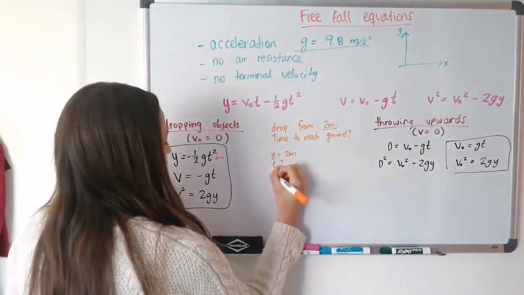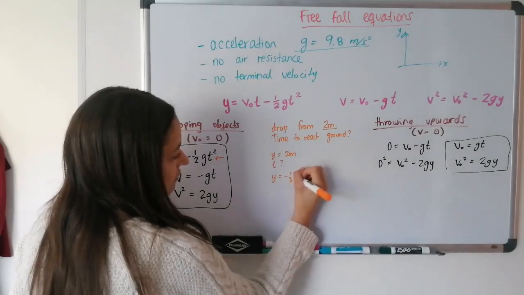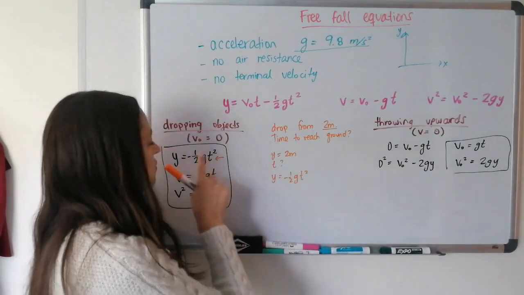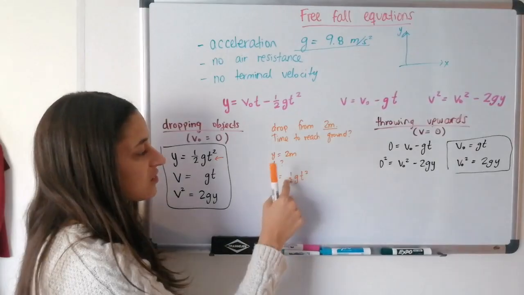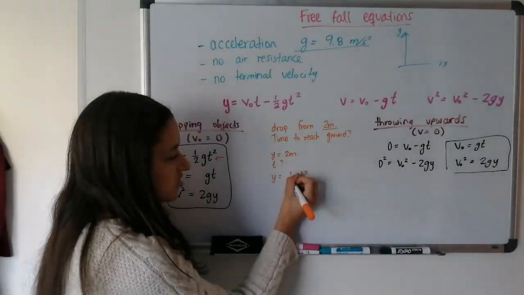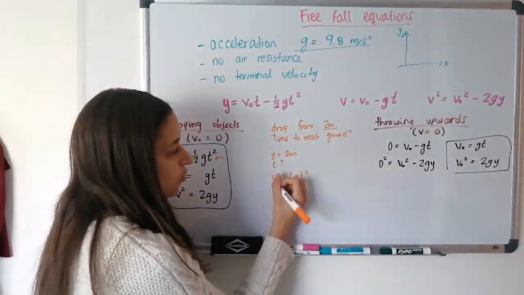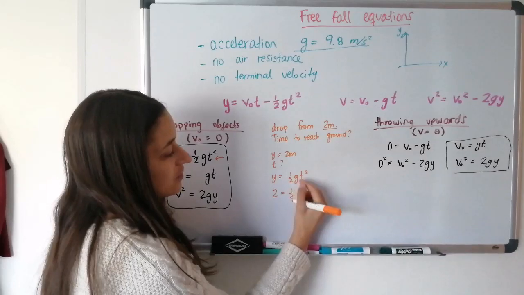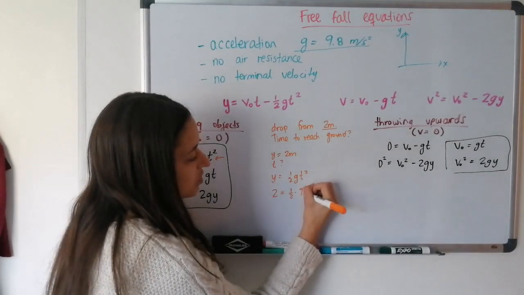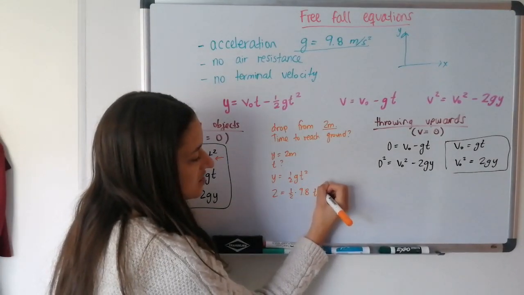So we write it down, y equals -1/2 g t squared. You know what, I'm going to ignore the negative because I think it makes things more confusing. So let's just leave it as positive. So y is 2 meters, so we put the 2 in the y. 1/2, the g is 9.8, so we can multiply by 9.8, and t squared.